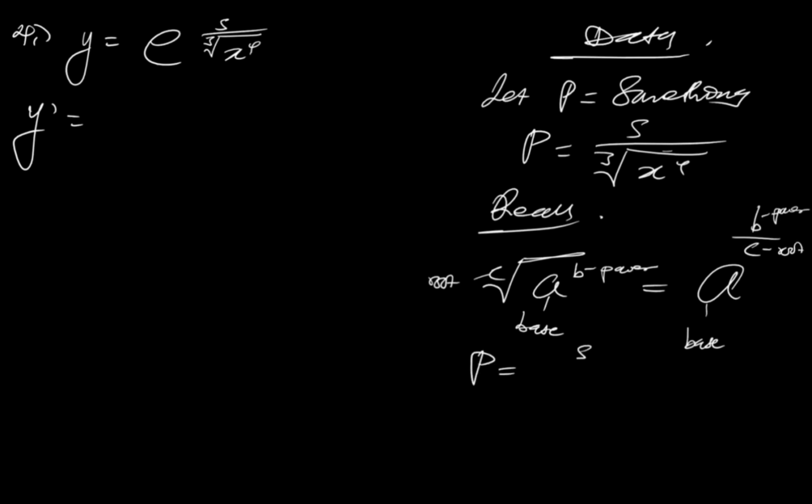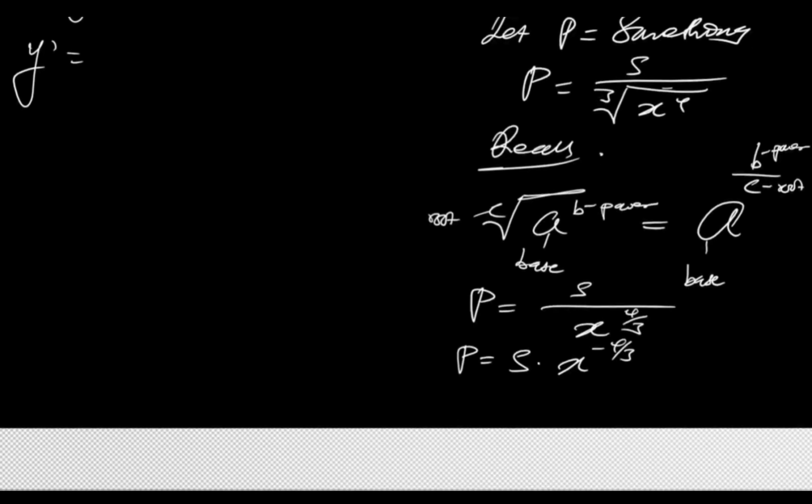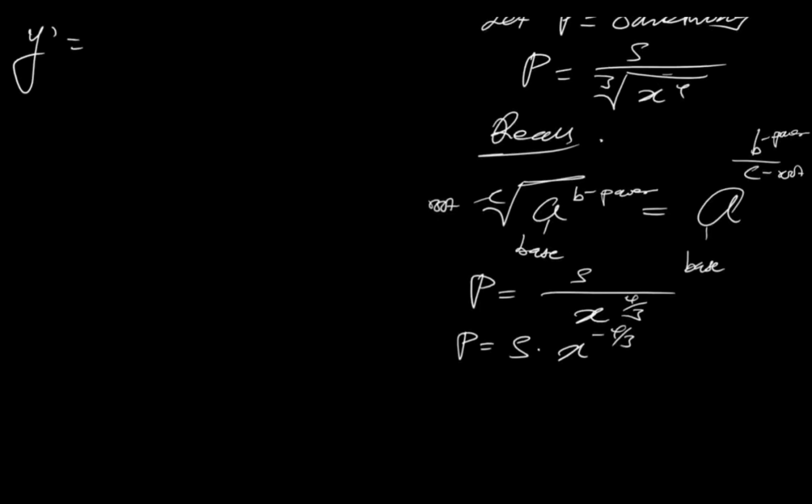So p is equal to 5 over x to the 4 over 3. This can also be written as 5 times x to the minus 4 over 3. Let's just consider it like this, and then let's try to differentiate. Alright, so let's find the derivative of p.